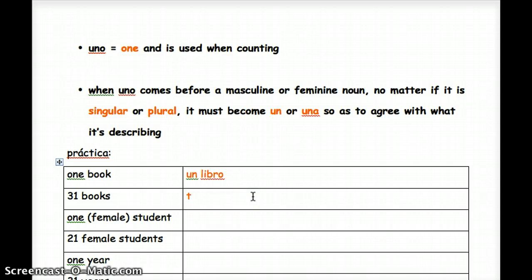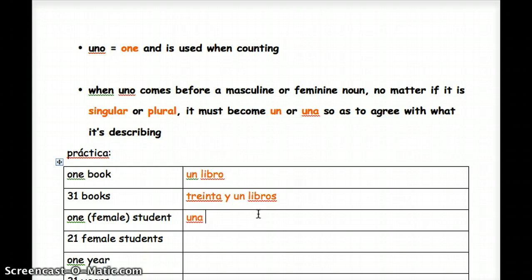31 books. Remember, you're saying 30, and 1, treinta y un libros. So it's like you're saying 30 books and 1 book. So 1 is part of the number 31 here, but since it comes in front of a masculine noun, you're dropping the o, even if you're saying books and you're not saying book. A female student.